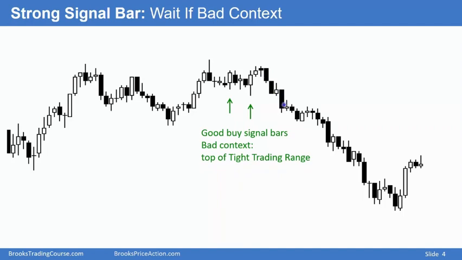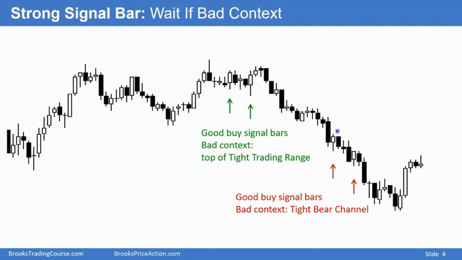Likewise, look at this. We're selling off, and here's a pretty good looking bull signal bar. Here's another pretty good looking bull reversal bar, buy signal bar. But what's the problem? You're in a very tight bear channel. You look to the left of these bars, and the market's in a very tight bear channel.